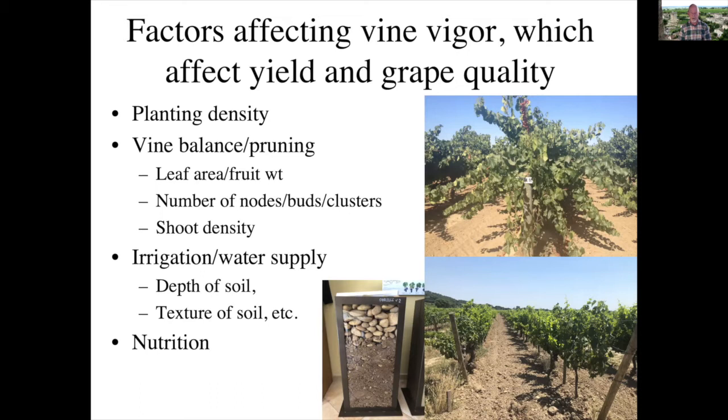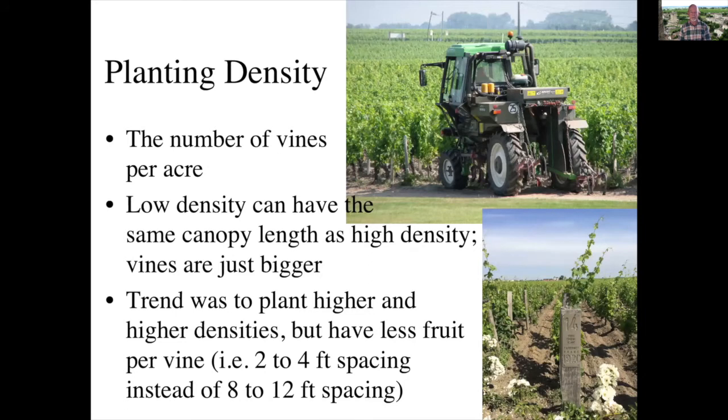Grapevines in general, I describe as growing like weeds. You need to do very little for them and they're able to grow. Obviously, if we want optimum yields, we want to make optimum conditions for our grapes. Planting density is the number of vines per acre. A low density can have the same canopy length as a high density vineyard. Those vines that are in a lower density just become bigger and can fill in the canopy.